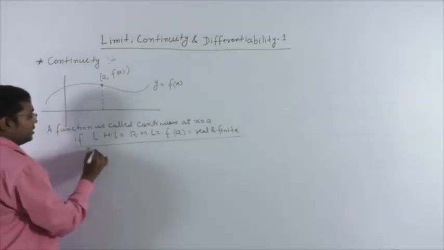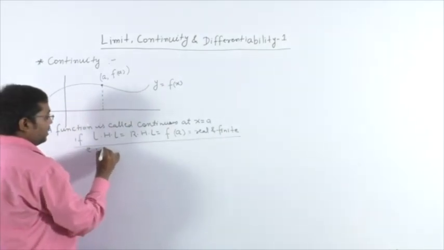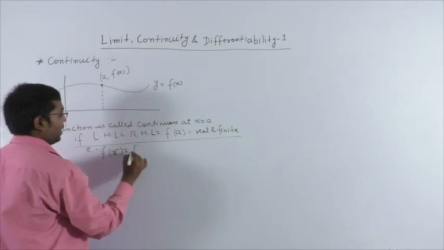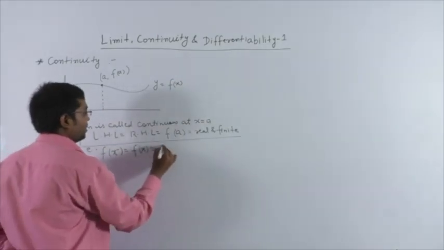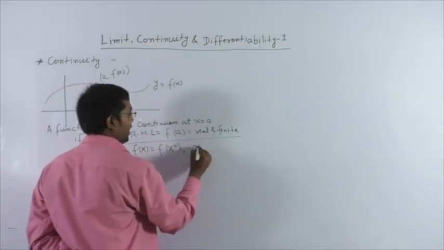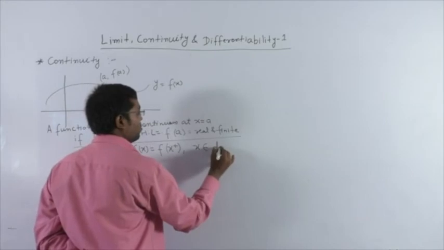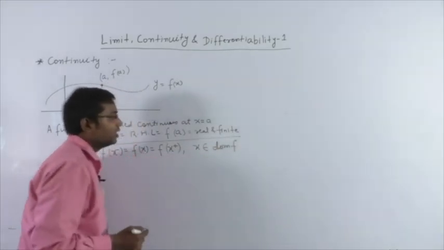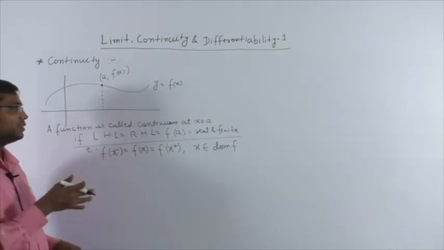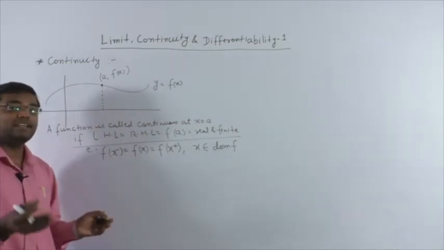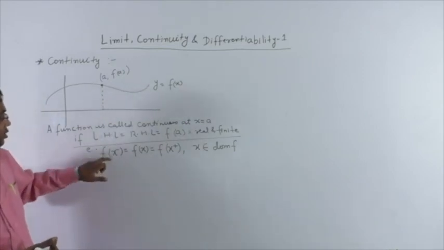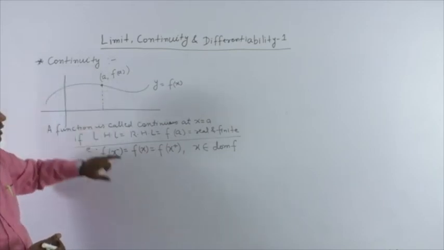In other terms, we can write f(x minus) = f(x) = f(x plus), where x belongs to the domain of this function. We will talk about continuity in the domain of the function only, right? Because the points outside the domain are of no use, and we don't have to consider those points. So this is the condition for a function to be continuous.